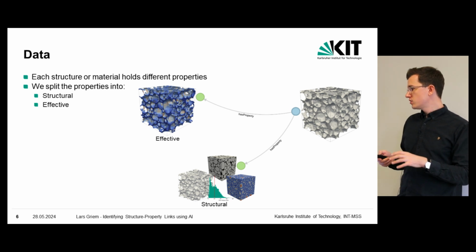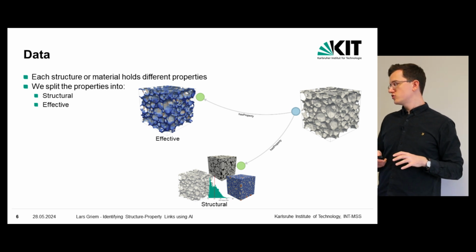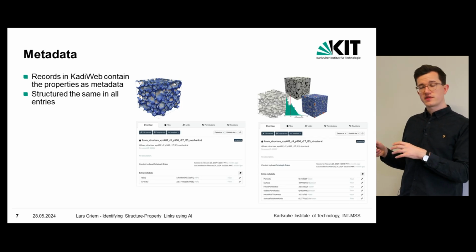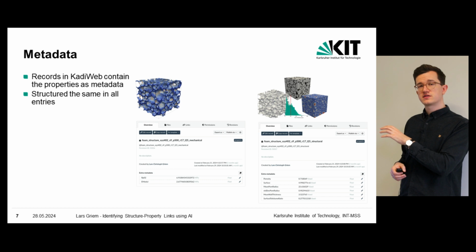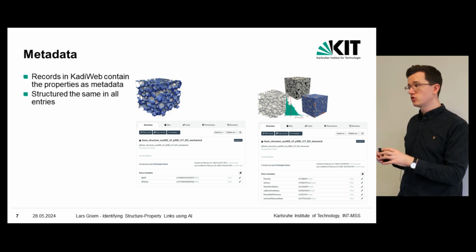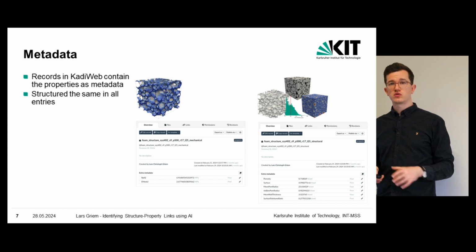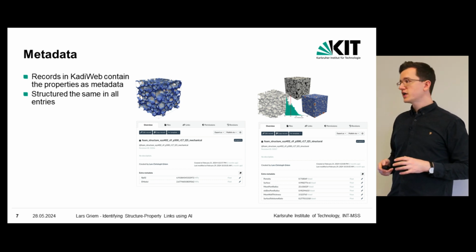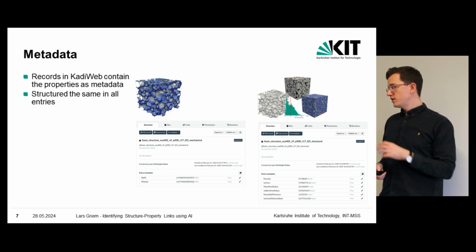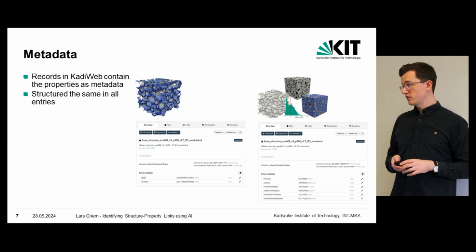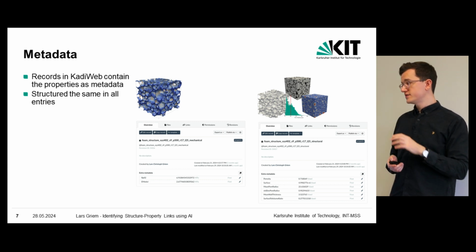So this is the idea, how I wanted it to be structured, and how it looks in Kadi4Mat itself is something like this. So for each of these properties, we have its own record, and they always contain the measured properties. Depending on which property we're looking at, we have either the effective properties, which are stored within the extra metadata, or we have the structural properties that are stored within the metadata.